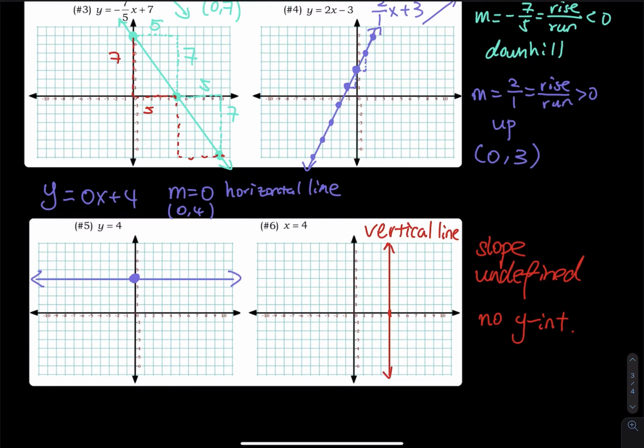In the next lesson, I will give you a point and a slope, and then I will show you how to sketch a linear equation.